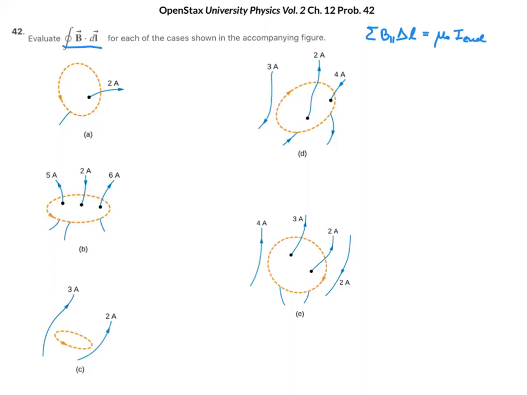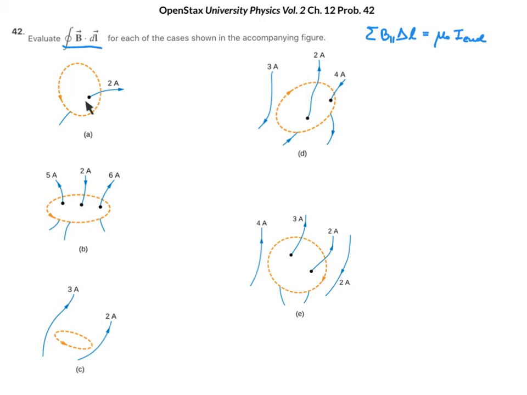So basically we want to know what this quantity is. It's equivalent to that. So this quantity is equal to mu naught times I enclosed. We have in all of these parts Amperian loops already drawn and directions for them given, so we can apply Ampere's law to figure out what mu naught times I enclosed is.